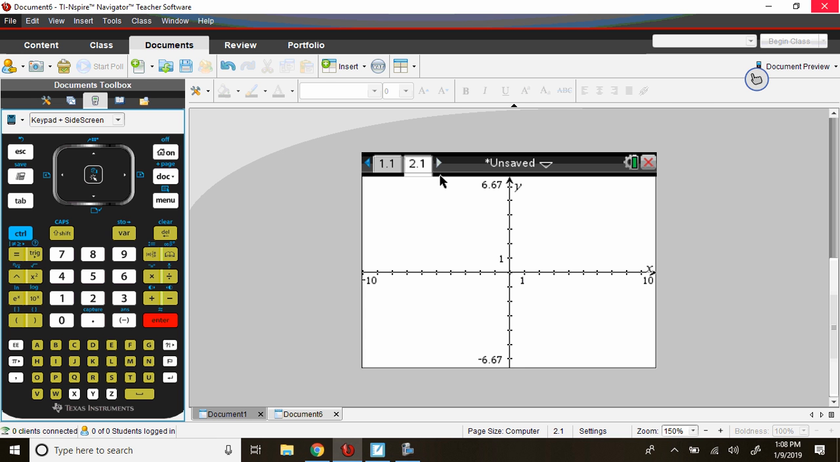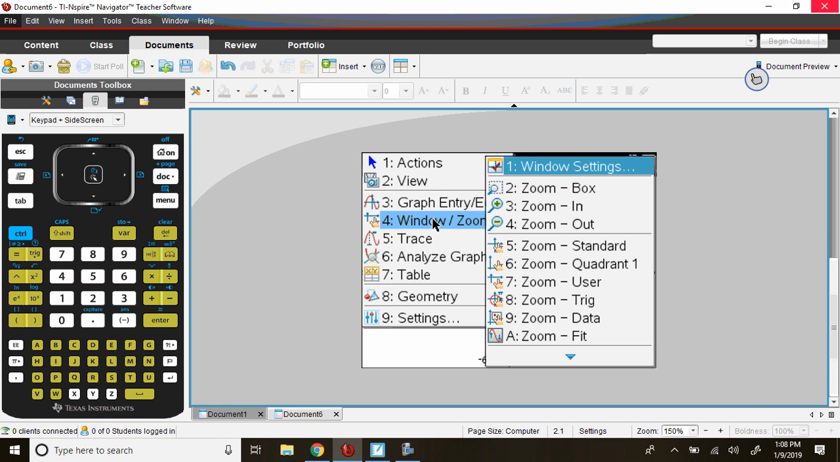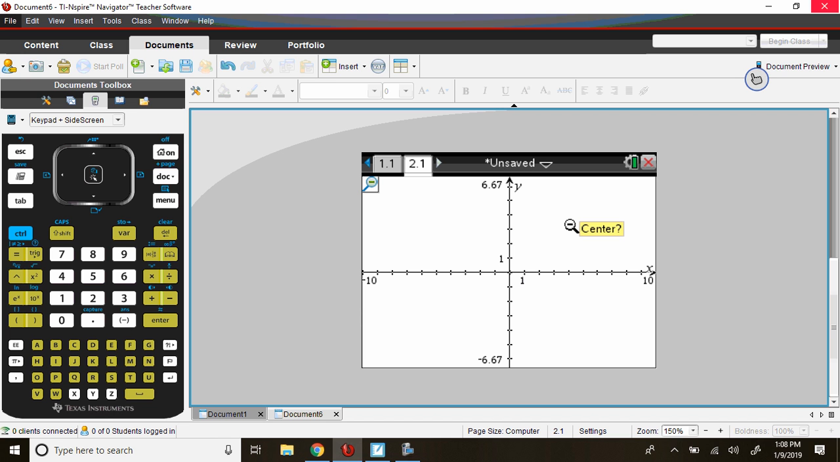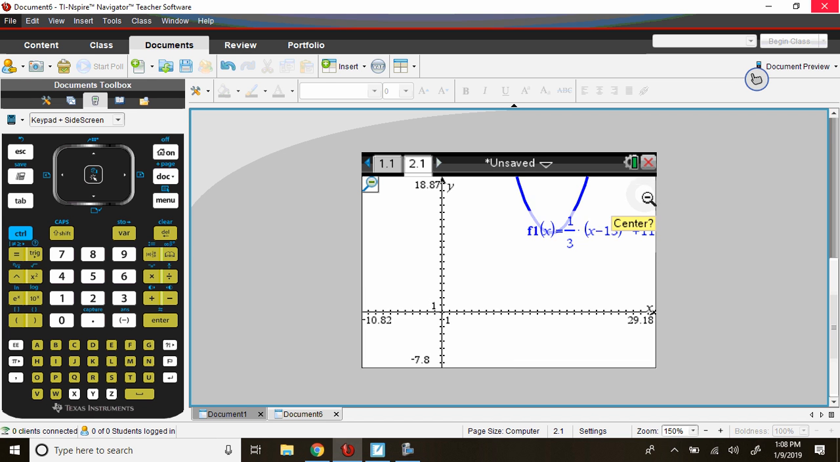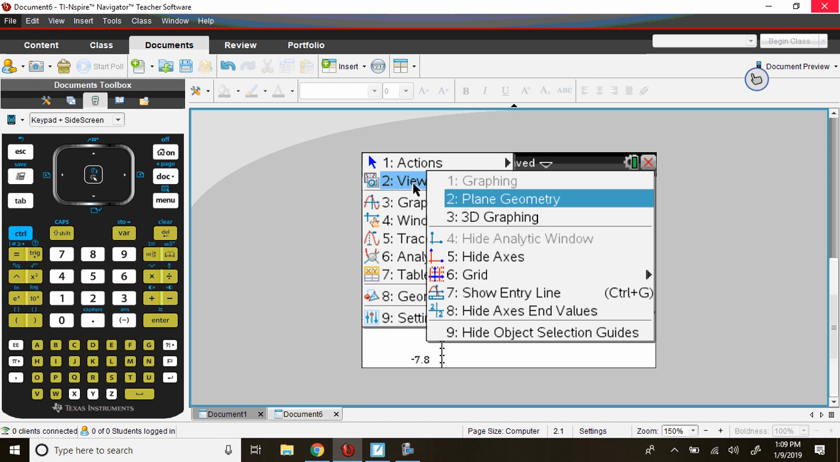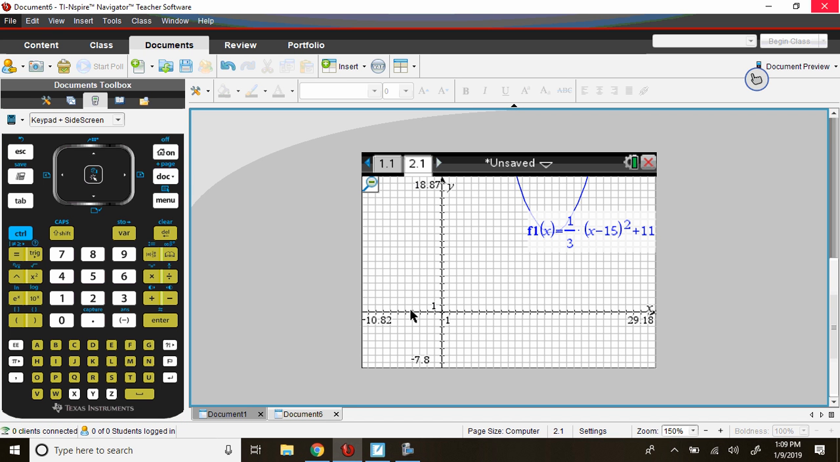Because my window's messed up, isn't it? Somebody earlier today had a great idea. They said, let's use this zoom feature. Menu, window, zoom, and let's zoom out. And nothing happens, because you have to tell the calculator where you want to zoom out from. We know our vertex is 15, 11, right? So I need to click somewhere, probably in the first quadrant. Maybe it'll be handy if I turn on my grid. So I'm going to go menu, view, grid, lined grid. Maybe that might help me find my vertex. I don't know. Maybe it won't.